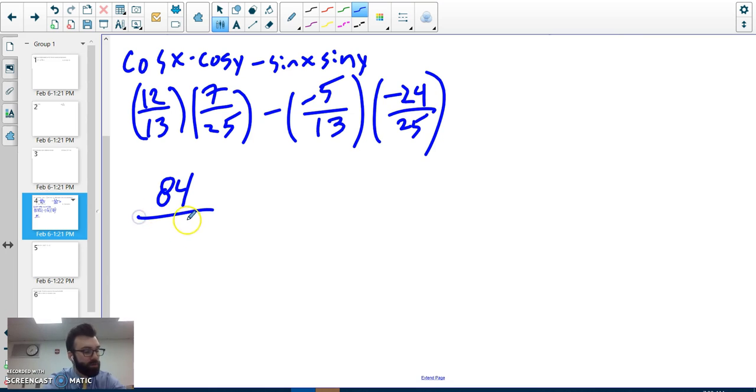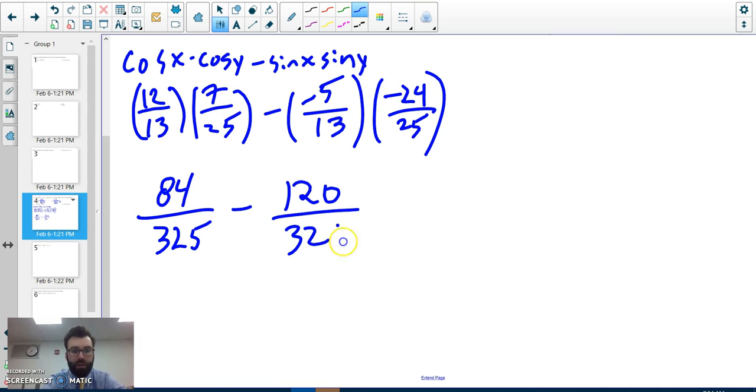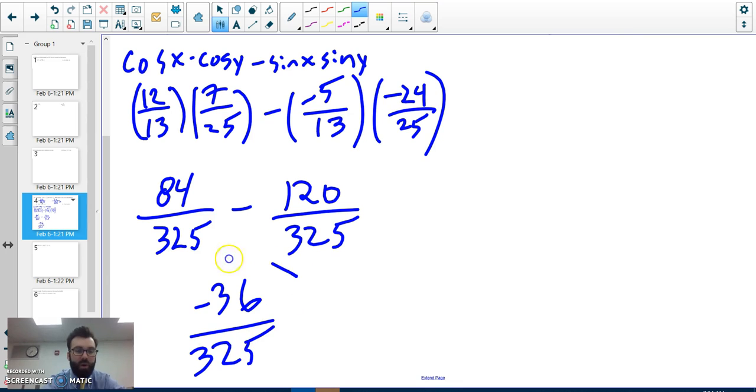84 over 325. These two negatives make it a positive, so it's still minus, and it's 120 over 325. Same denominator, common denominator, 84 minus 120, you get negative 36 over 325.